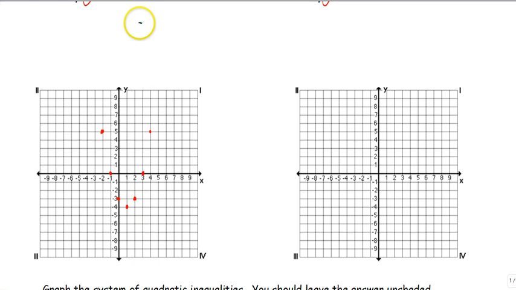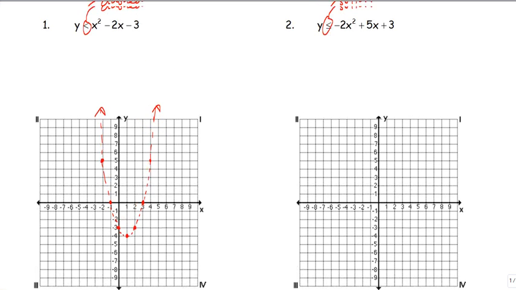Next thing you do is draw the line. Again, this one is dashed because it is not a greater than or less than and equal to. And again, we're going to shade false here.